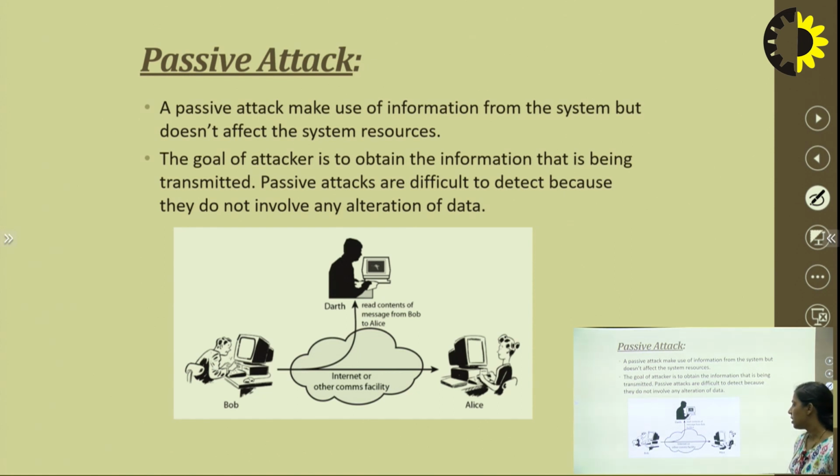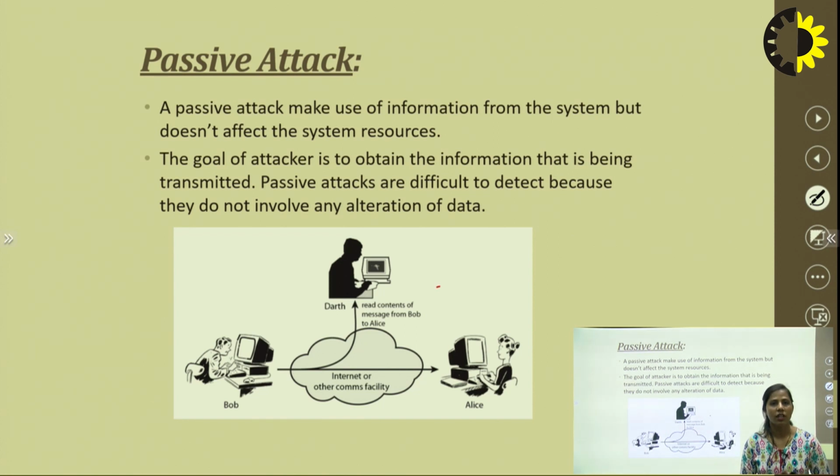For example, two persons are connected on the internet and are communicating. In between, one person tries to access the information, the conversation going on between these two people. This is the passive attack: they try to access what conversation is happening, what important conversation there was. It can be used against defense academies, where important information is transferred from one place to another. So in a passive attack, what is the advantage?